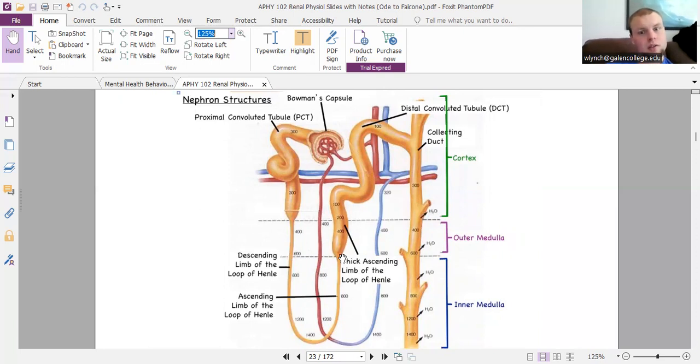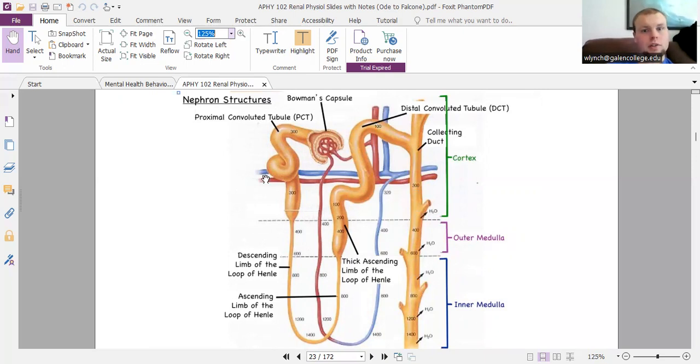The ascending portion is going to end in what is known as the thick ascending limb of the loop of Henle. After we get out of the thick ascending limb, we go into another tubule known as the distal convoluted tubule. Distal convoluted tubule is going to end at a collecting duct, which is going to take the tubular fluid, which is now the urine that is produced, and take it back down into the calyces so it can go out through the ureter.